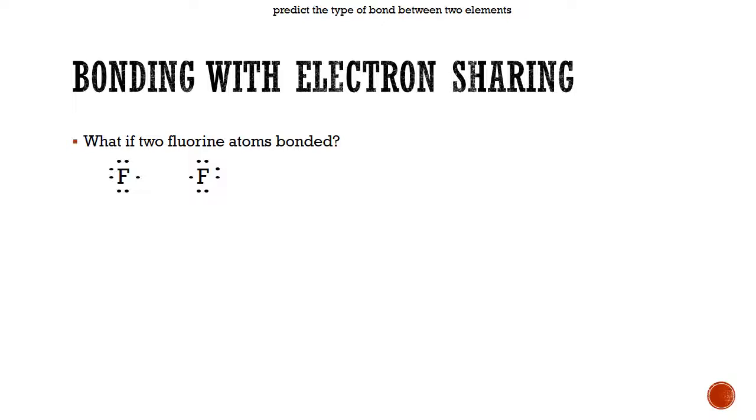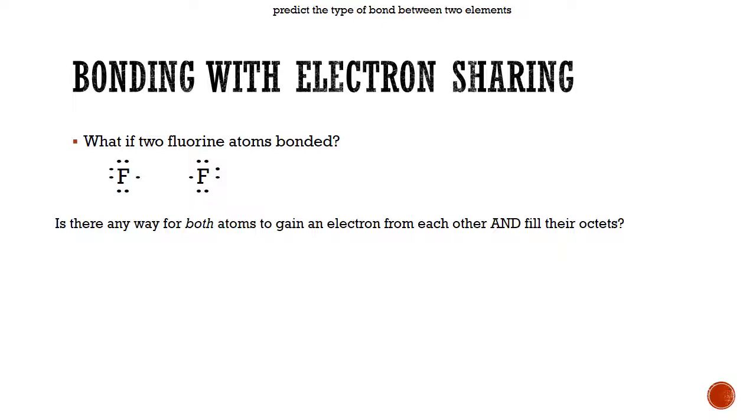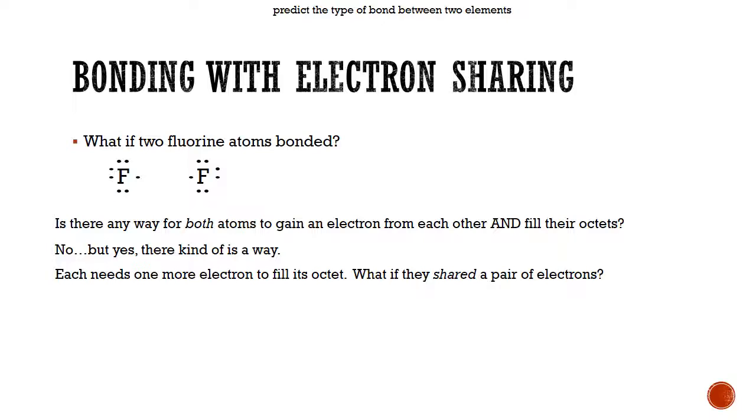According to the octet rule, we know that both of these fluorine atoms need 1 more electron in order to get to their octet. So ask yourself, is there any way for both of the atoms to gain an electron from each other and fill their octets? In other words, could this fluorine atom here on the left gain an electron from the fluorine on the right, and vice versa, in order for them to get to their octets? And the answer to that is no, as far as a traditional gaining of electrons, but there actually is kind of a way. So each of them needs 1 more electron to fill its octet.